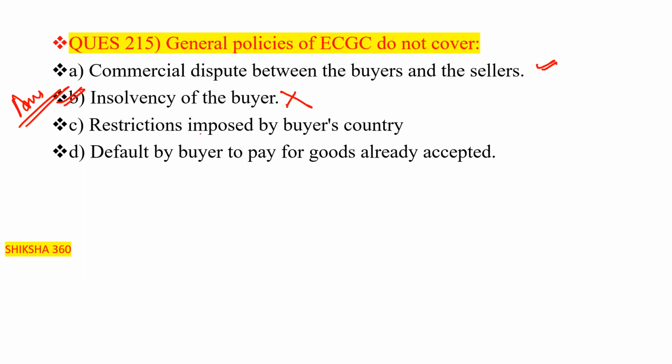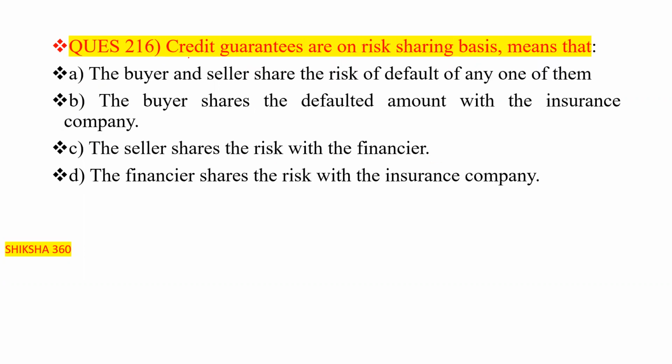But go to the next. Restrictions imposed by the buyer's country, this one is also included. Or default by buyer to pay for goods already accepted, this one is also covered. So option number B is the answer here. Now move to the next question.